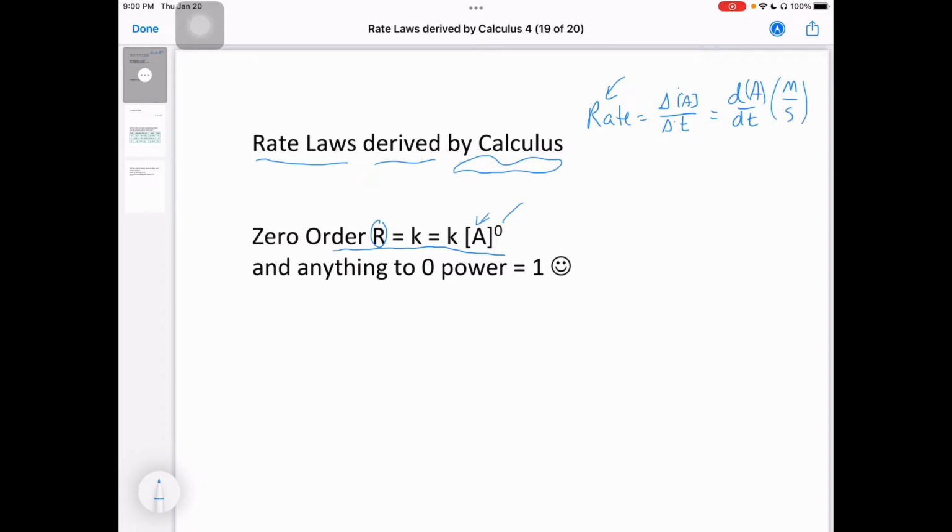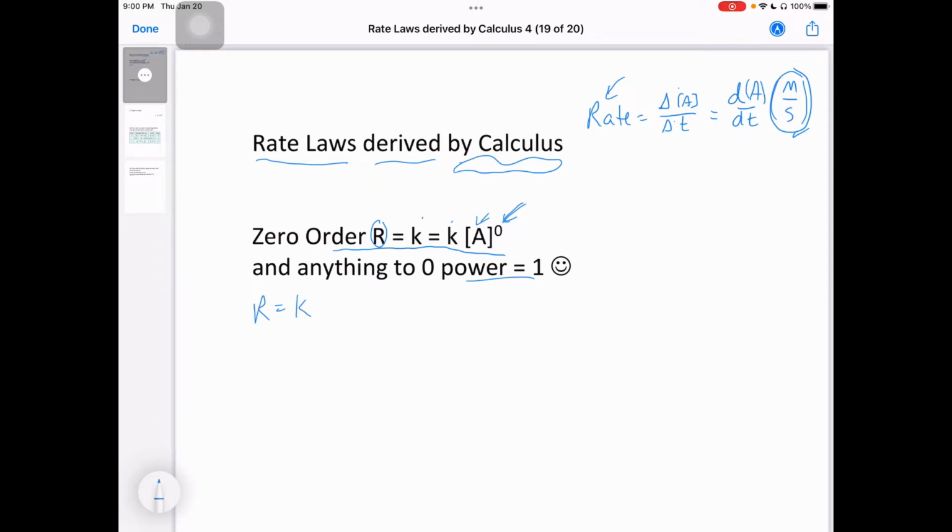And it could be a lot of things: mole per liter per second, mole, L to the -1, S to the -1. There's all kinds of units that we talk about with rate constants and half-lives and all that jazz. Today we're just going to say it's a molarity over second, just to do the mathematics here. Okay, so R equals K, and anything to the 0 power is 1, and anything times 1 is itself. So I'm going to simplify this to R equals K.